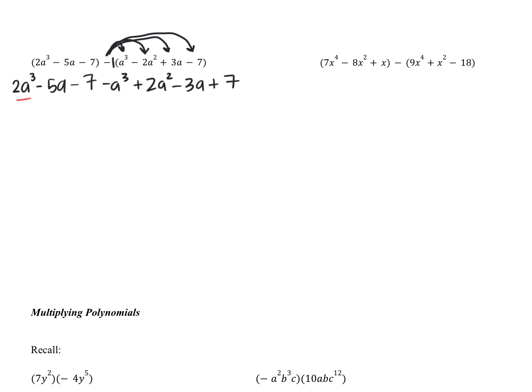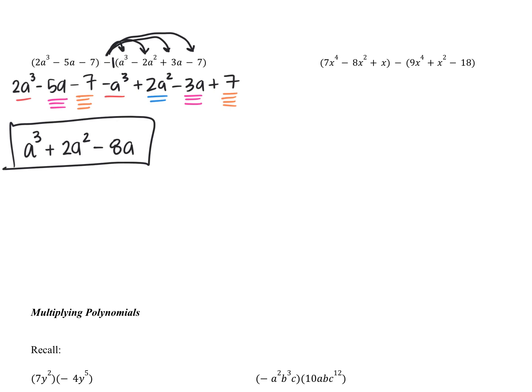So now I can go ahead and identify my like terms. I do always like to go in descending order when I'm identifying any like terms, just because it's a little bit easier. So I have 2a cubed minus a cubed, which is just going to give me a cubed. There is no other a squared term, so I'm just going to leave it as plus 2a squared. Negative 5a minus 3a is negative 8a. And then negative 7 plus 7 is 0. So my final answer is a cubed plus 2a squared minus 8a.